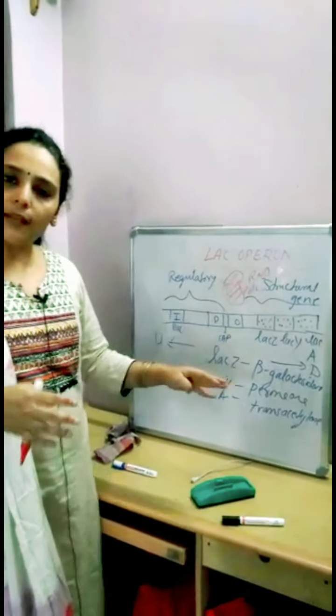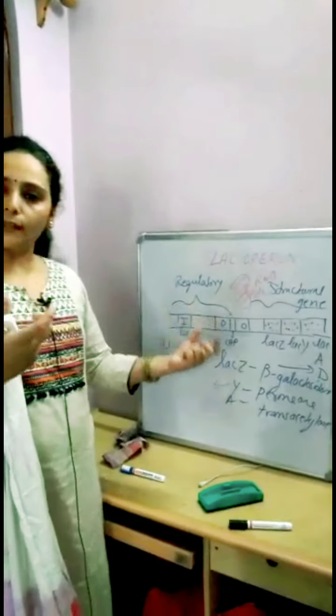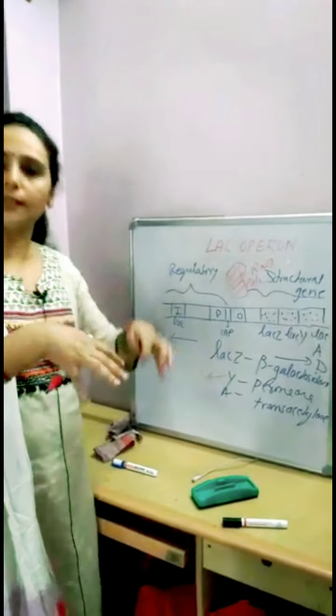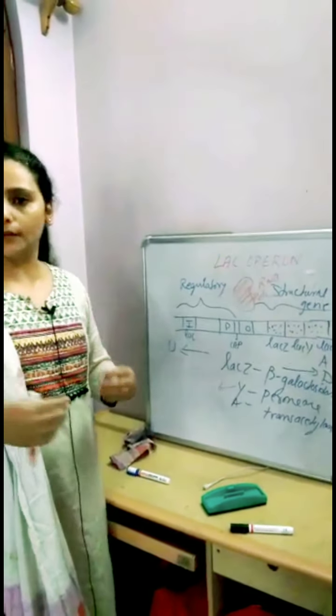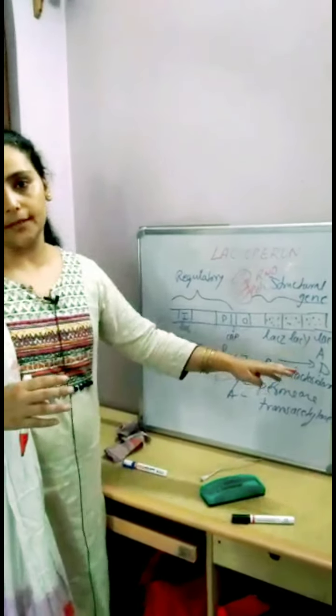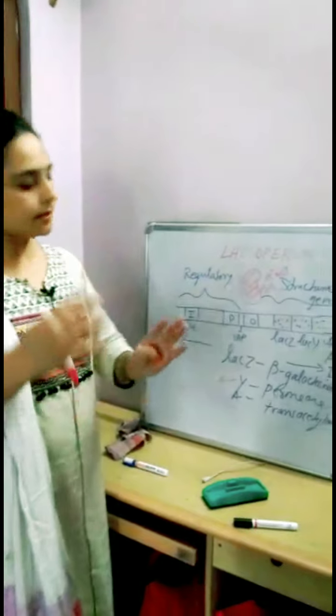And beta galactosidase is responsible for breaking down. Once the lactose enters the cell, it needs to be broken down. Who is responsible for breaking down this lactose? Beta galactosidase. Beta galactosidase breaks down the lactose and ultimately releases the energy.